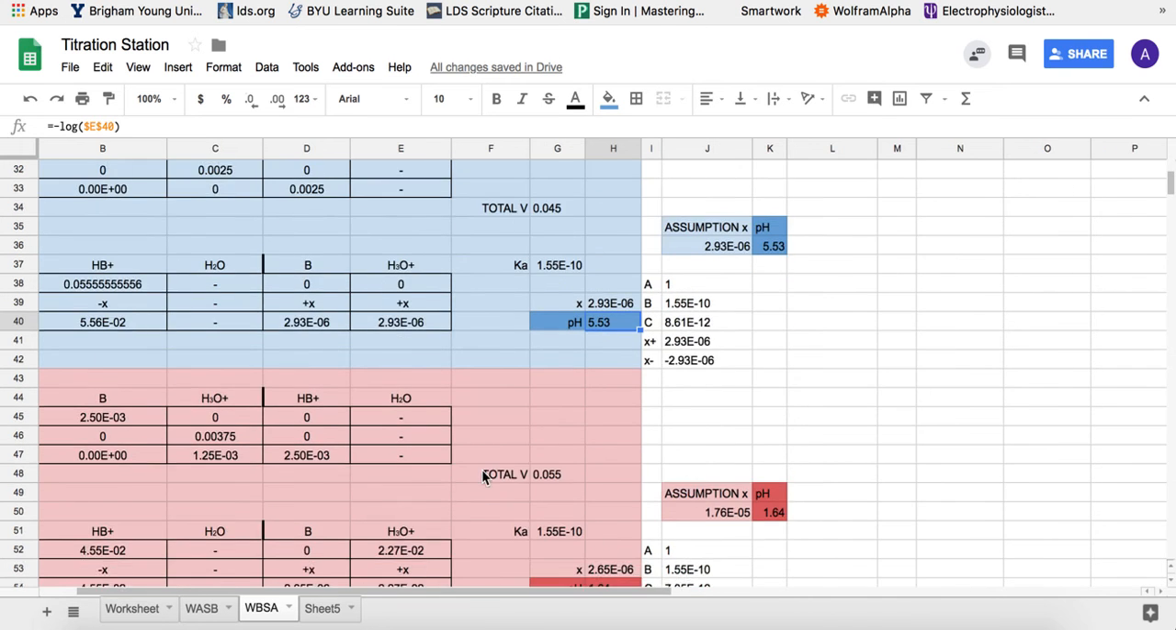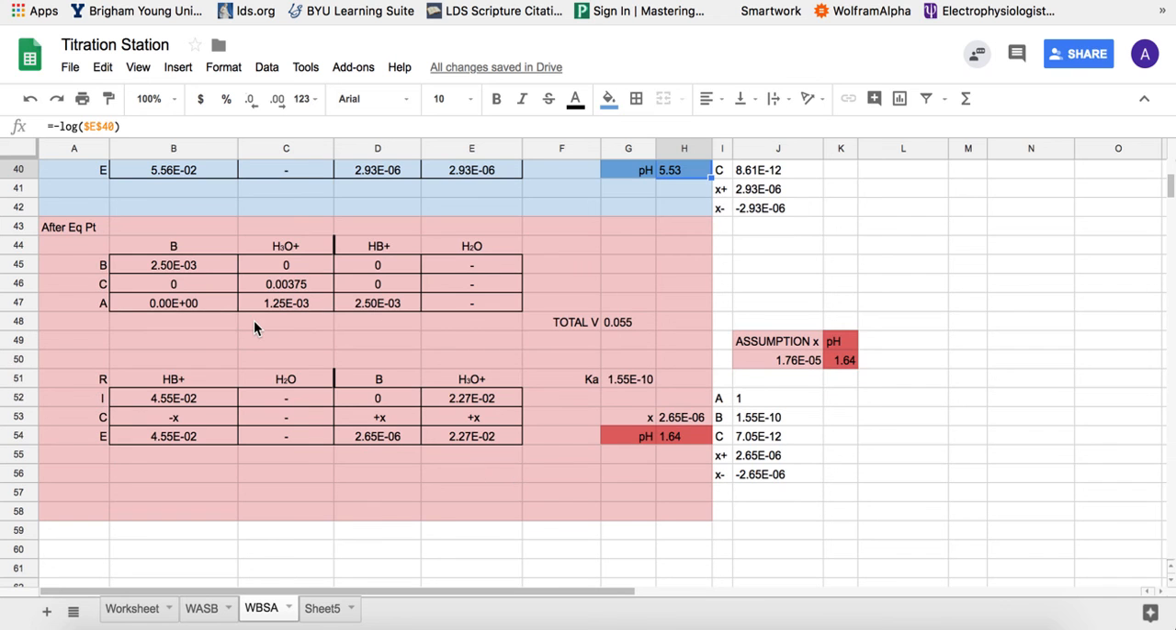Now I'm at the after equivalence point, meaning I'm adding even more acid than I need in order to neutralize the base.